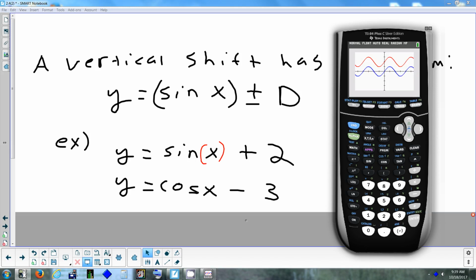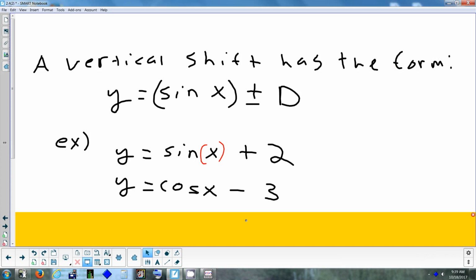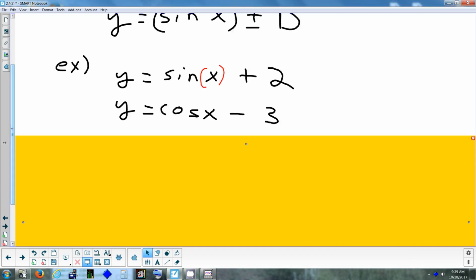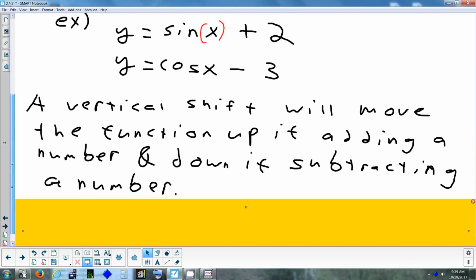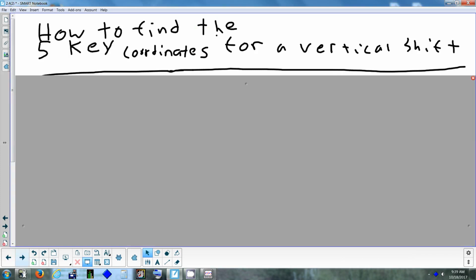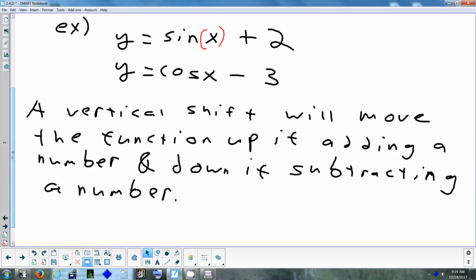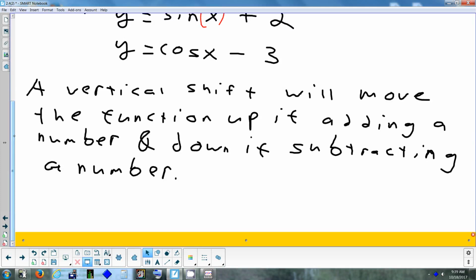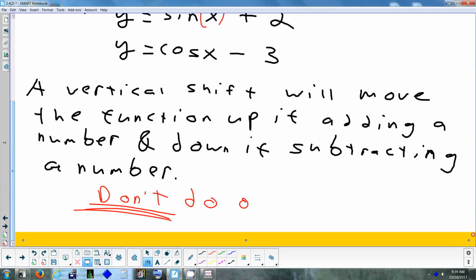So vertical shift is one of the transformations where you don't do the opposite. Okay, somehow you have to remember that for the test. If you want to put it on a reference sheet or however you do it. Okay. Vertical shift, don't do the opposite. Okay, so vertical shift will move your graph up if you add, it'll move it down if you subtract. Don't do opposite.